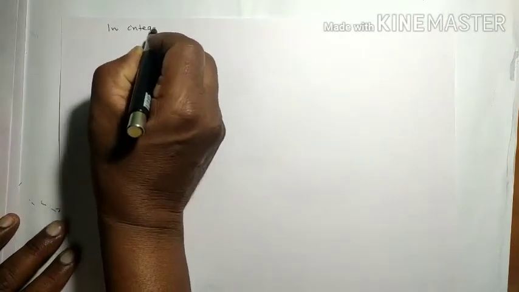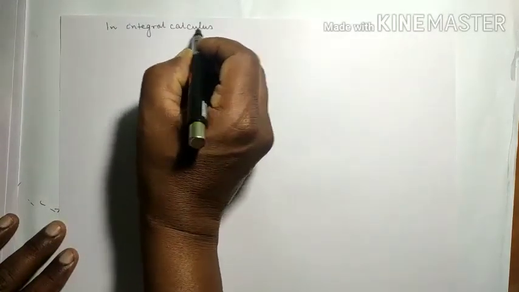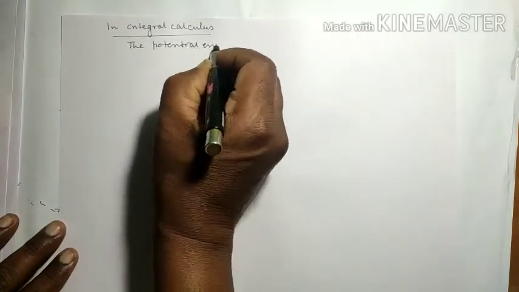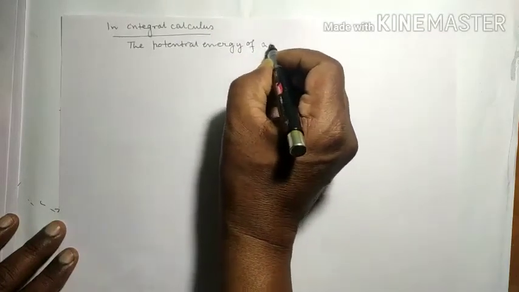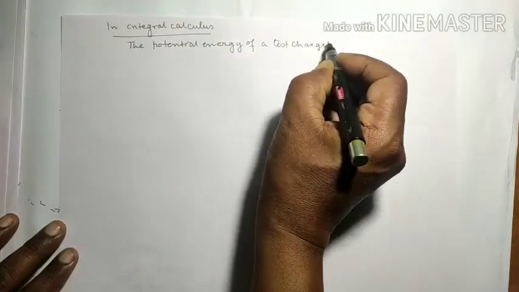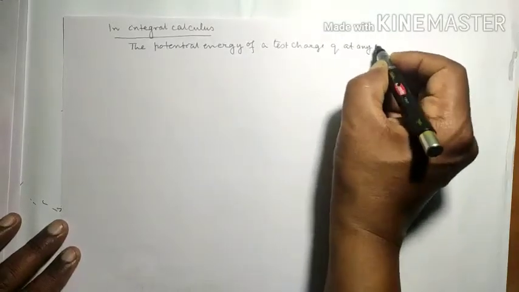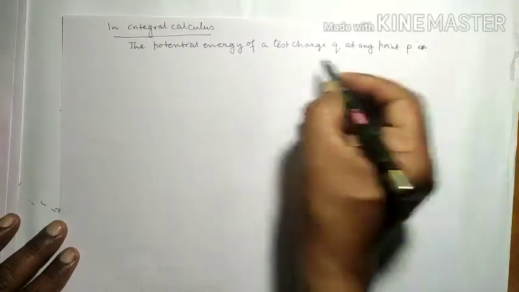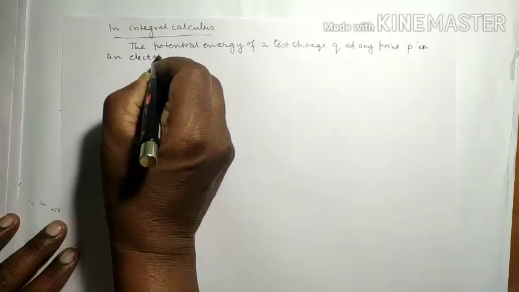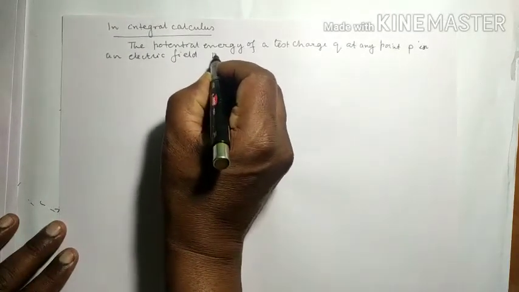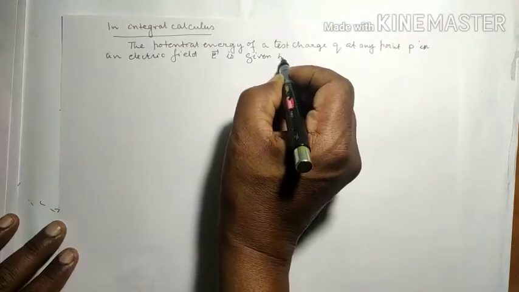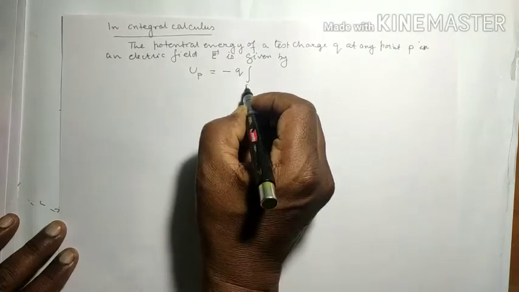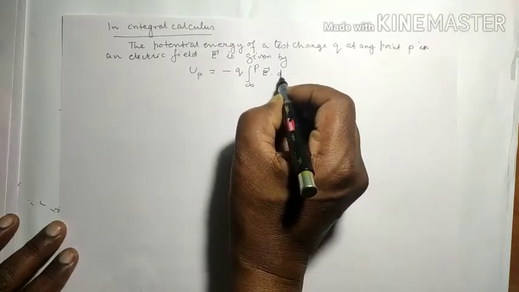In integral calculus, the potential energy of a test charge Q at any point P in an electric field E is given by UP equal to minus Q into integral from infinity to P of E dot dr.